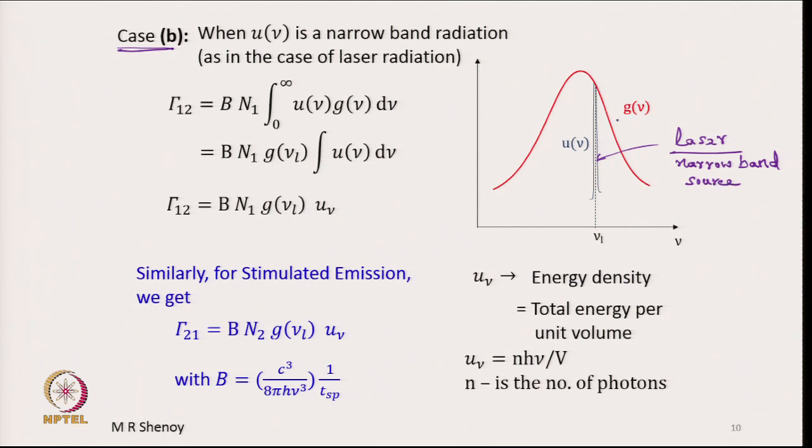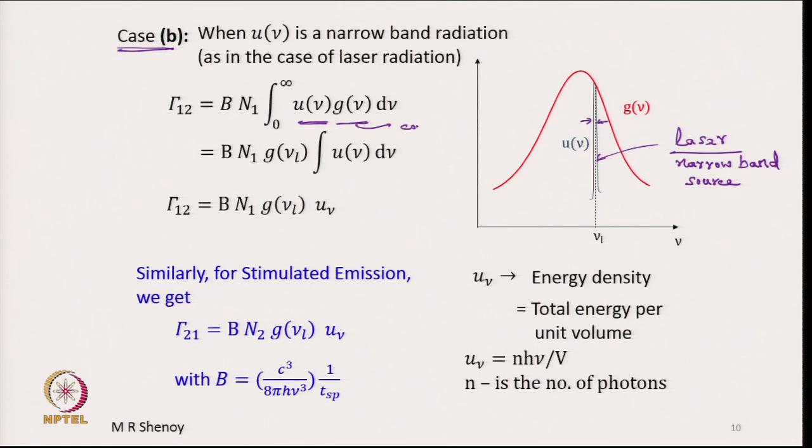Whereas, G nu is the one which is characterizing the transition with a certain finite range, which is measurable. We can easily see this G nu in all the emission and absorption spectra. And in this case, when u nu is much narrower, we can follow the same procedure. In the range of integration, u nu will be non-zero only over a small range, and therefore, over that range we can assume G nu to be constant.